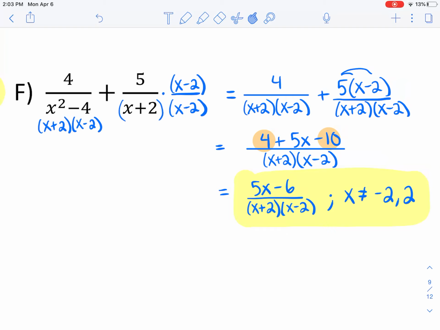5x minus 6 does not factor, so this does not simplify any further, so that would be your solution. And then as far as domain, you would have to exclude negative 2 and 2, but again, don't worry about that for this section.